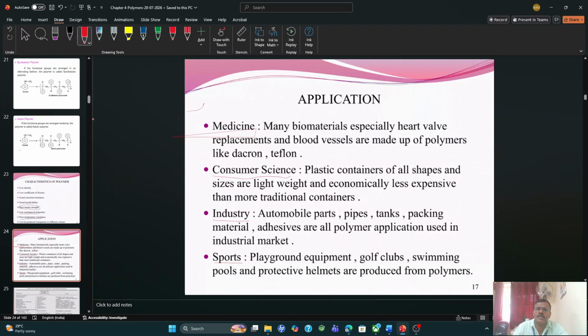etc. In consumer science, plastic containers of all shapes and sizes are lightweight and economically less expensive than more traditional containers. In industries, automobile parts, pipes, tanks, packing materials, adhesives are all polymer applications used in the industrial market. In the sports category, playground equipment, golf clubs, swimming pools, and protective helmets are produced from these polymer materials.